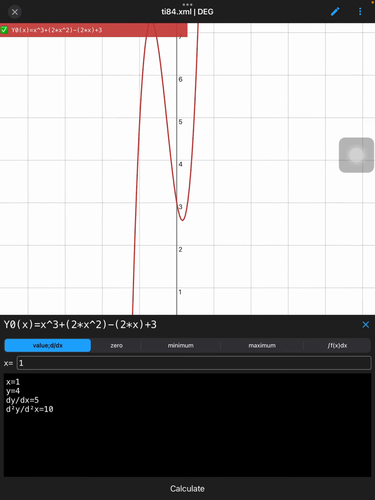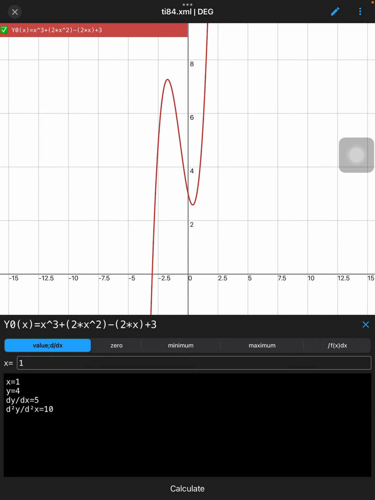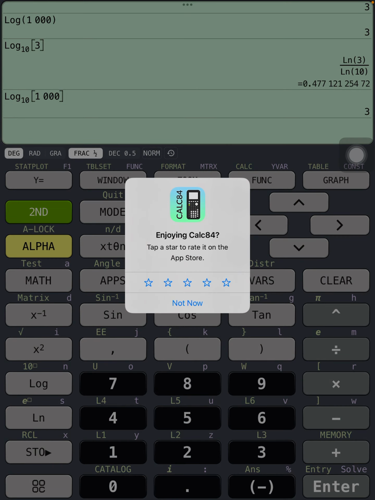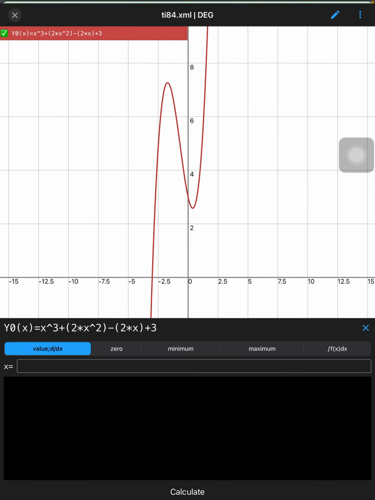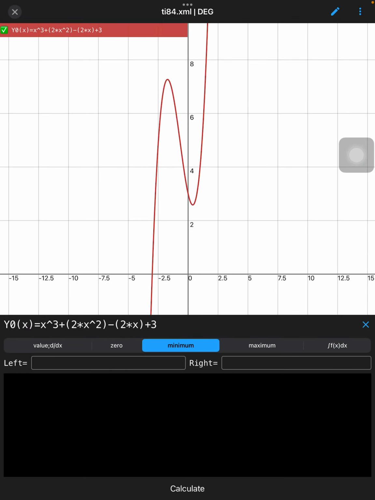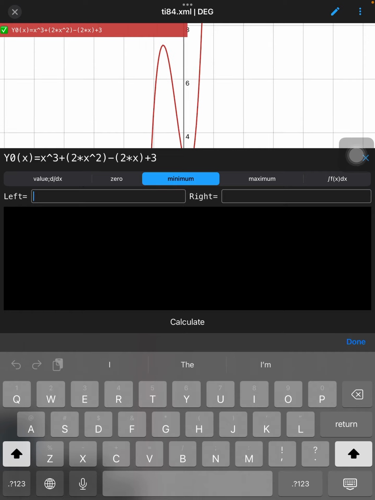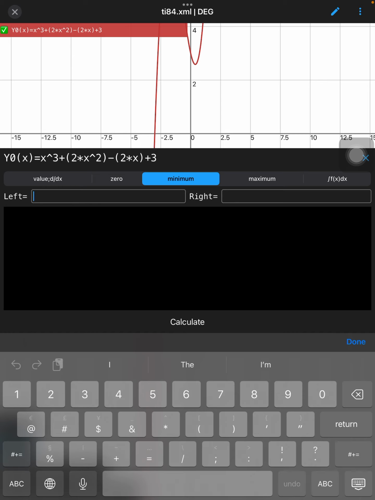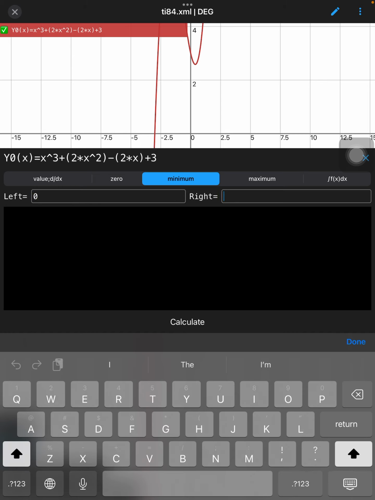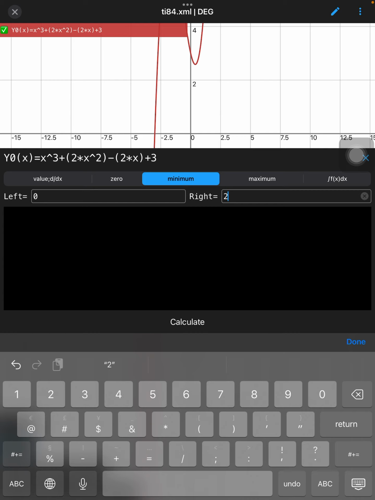And say we wanted to figure out, well, what's the relative minimum there? Similarly, we could go back to the main screen, press second, and then calc, and we're going to go minimum, and it's going to give us our bounds. So this is somewhere between x equals 0 and x equals 2, and so it's going to tell us what that x minimum is there. So at 0.38 on the x, we're at negative 2.58 on the y.